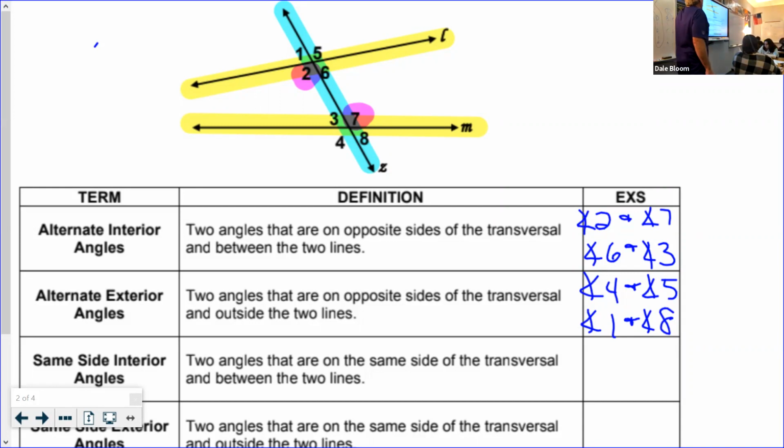All right. Now we also can have same side. When we're talking about alternate and same side, we're talking about the transversal. So same side means they're all going to be on the right side of the transversal, or they're all going to be on the left side of the transversal. Now, interior is in between the lines. So same side interior would be 6 and 7. Angle 6 and angle 7 would be 1 example. And the other example would be angle 2 and angle 3. They're same side of the transversal. They're interior of those lines.